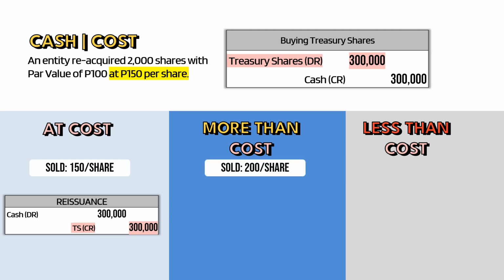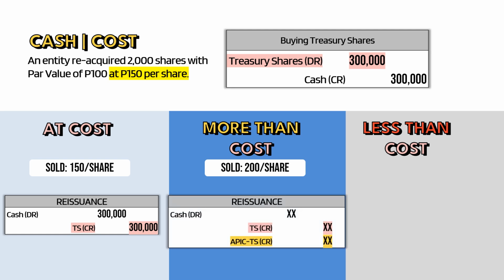Now if it's more than cost, right? Kunwari, yung 150 na na-buy back mo, nabenta mo siya for 200 per share. So now, again, similar journal entry. I-credit mo muna yung treasury shares at cost, so that's 150 times 2,000, so 300,000. Debit your cash at 400,000, which is the amount that you were able to raise from the selling of these treasury shares. And then the excess will be your APIC TS, which is 100,000.